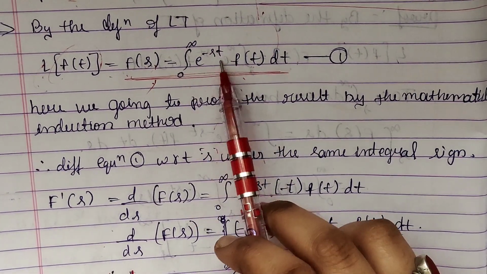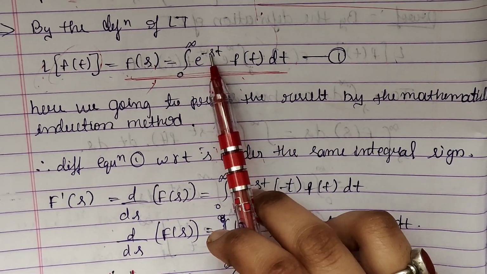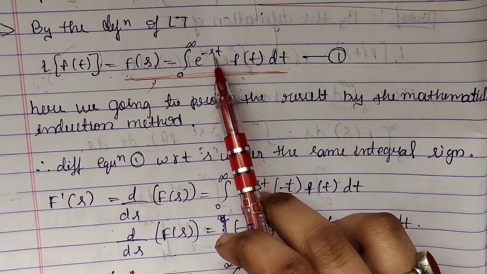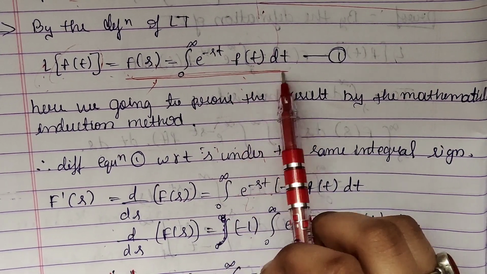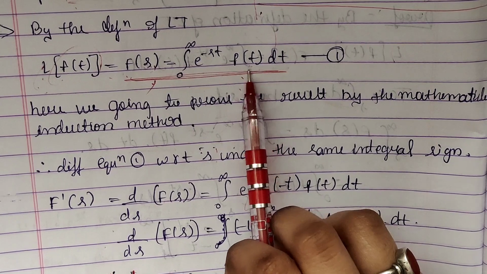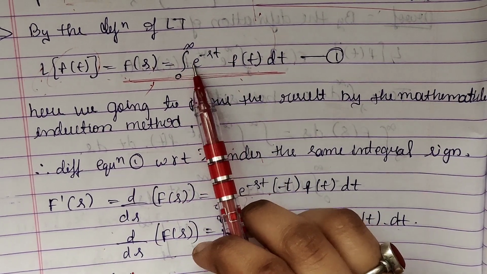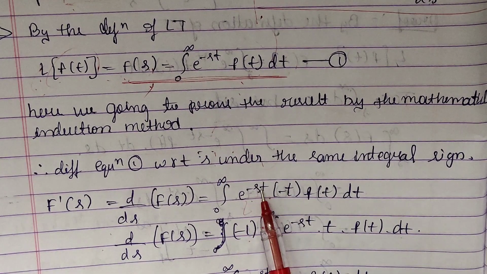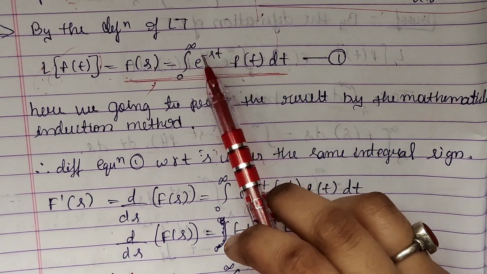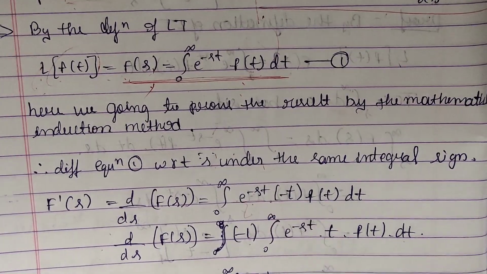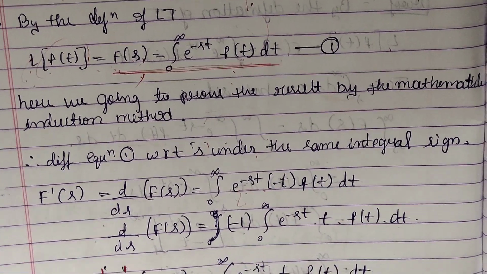What will be the differentiation of e power minus st with respect to s? We differentiate with respect to s. Here there is no s anywhere else, so we treat those terms as constants. Then we differentiate the e power minus st. We get e power minus st, and the coefficient of s is minus t, so we multiply by minus t, into f of t into dt.